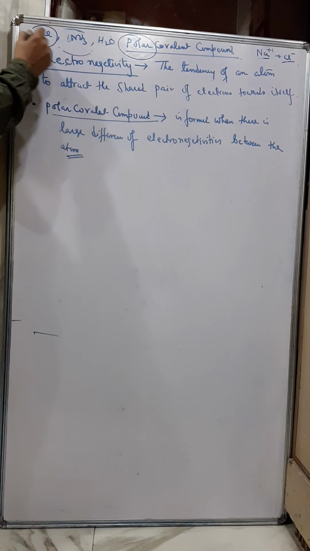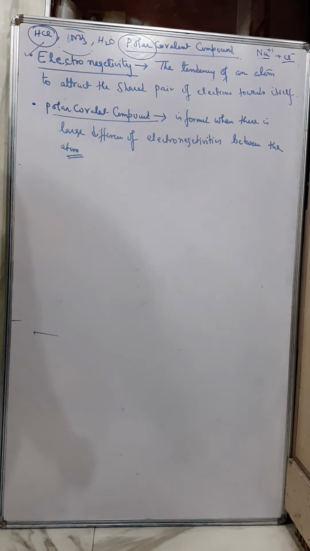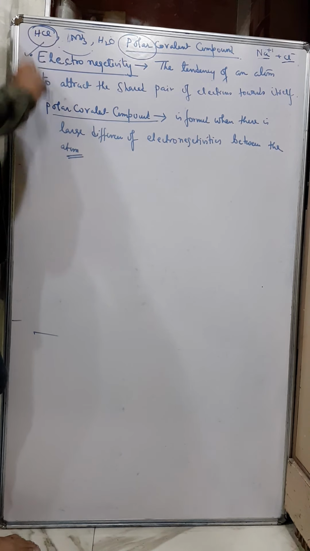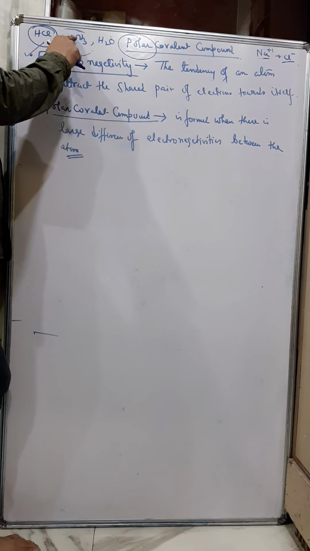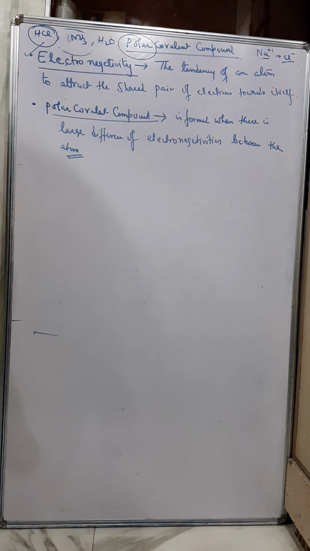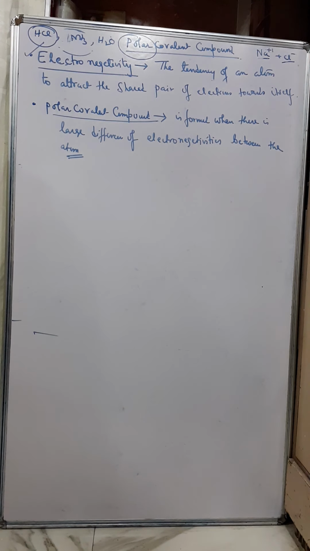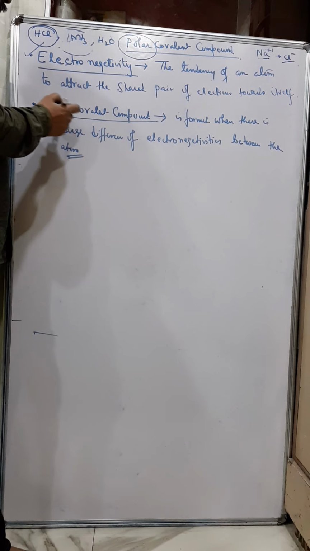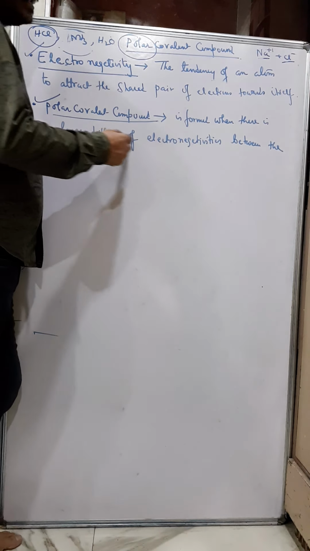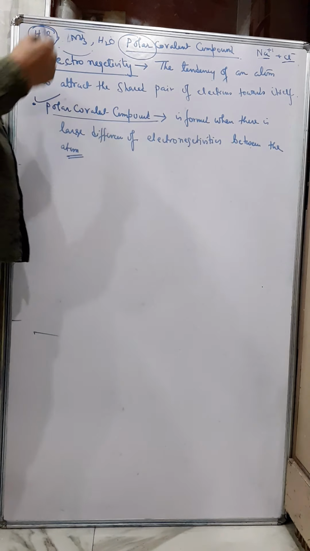But in case of a covalent compound, covalent compounds are always formed between non-metals. So in case of non-metals, say nitrogen and hydrogen, or hydrogen and oxygen, both are non-metals, so nobody has a tendency to lose or gain electrons, they can only share electrons. Now, when does a polar covalent compound occur? A polar covalent compound is formed when there is a large difference of electronegativity between the atoms.